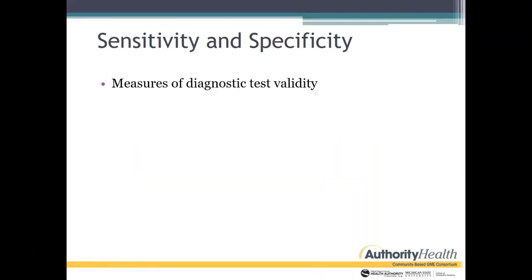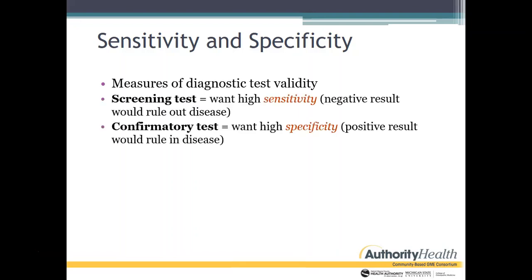So sensitivity and specificity are measures of diagnostic test validity, or basically any exam has this: physical exam, lab work. For a screening test, you want a high sensitivity, which would mean a negative result would rule out the disease. And then for a confirmatory test, you would want a high specificity, meaning a positive result would rule in the disease.